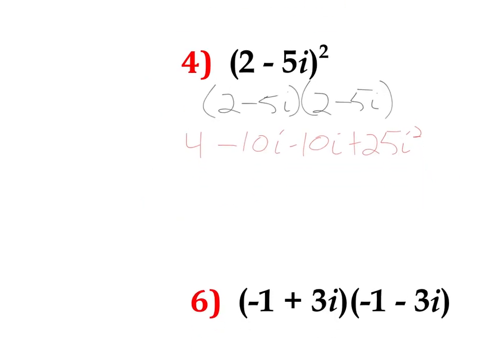Just like before, we've got some like terms in the middle here, so that'd be a -20i. And we've got this 25i squared, which is really a -25, because i squared is -1. So now I've got 4 minus 25. 4 minus 25 is a -21.